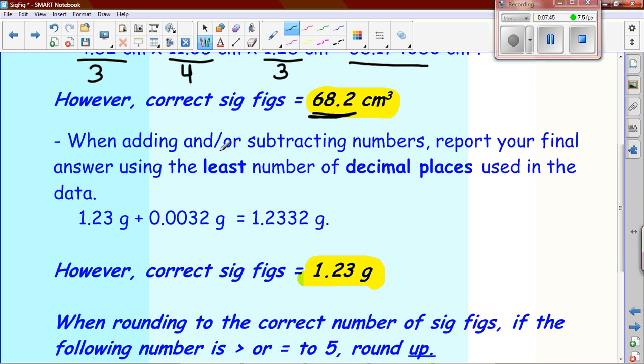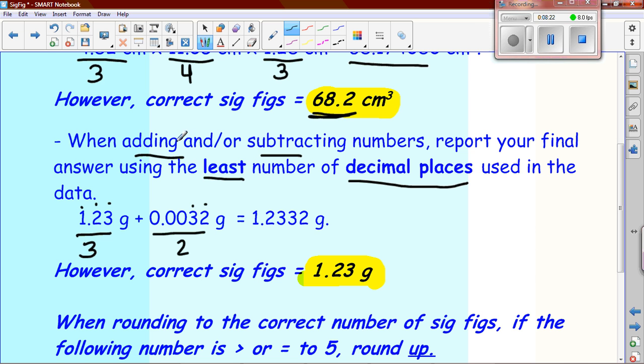When we are adding or subtracting, this is where we're going to use the least number of decimal places, different than multiplying and dividing. And so here, let's look at this number. We've got 1.23 grams plus 0.0032 grams. And just for the fun of it, looking at your numbers of significant figures, here we'd have a 3 significant figure number plus, remember, all these beginning zeros don't count. We'd only have to count these 2, so that would be a 2 significant figure number.